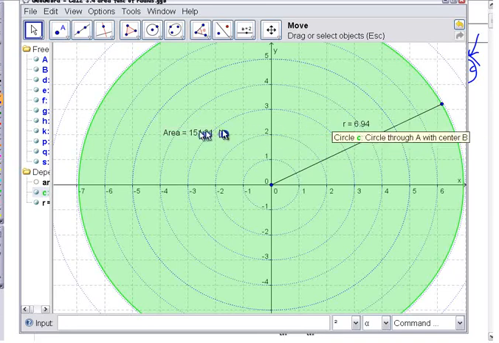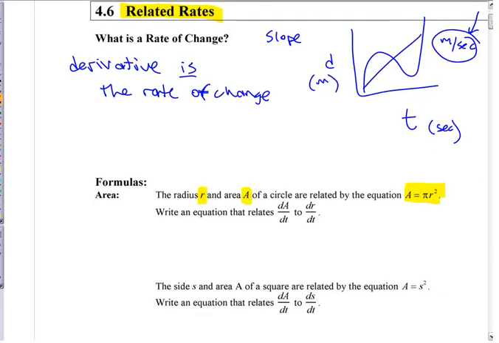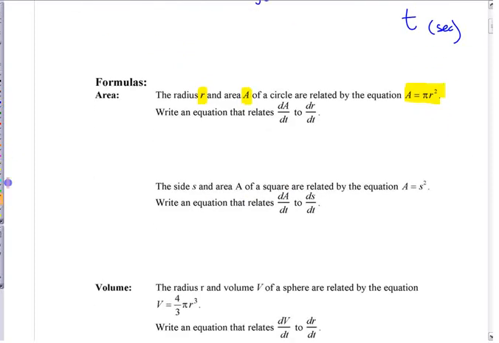You can write a formula really easily for how those two rates are related to each other. That's what you're looking at. It's called related rates. Okay? So you're going to be able to write formulas for how rates are related to each other. So first of all, realize that the two rates we were talking about are dA/dt and dr/dt. dA/dt is the rate that the area is changing with respect to time.